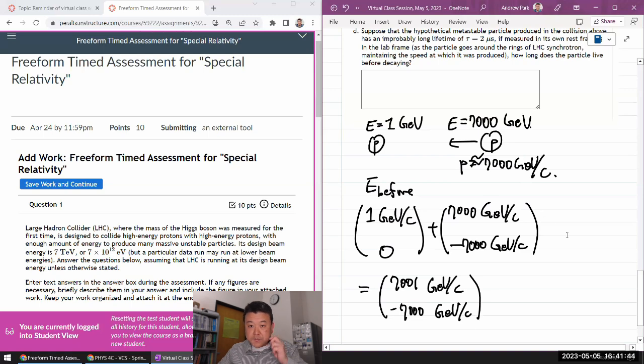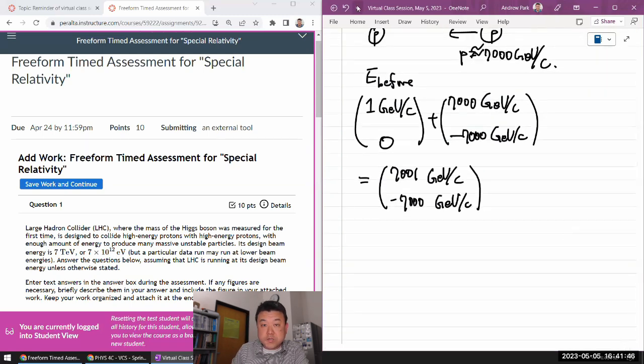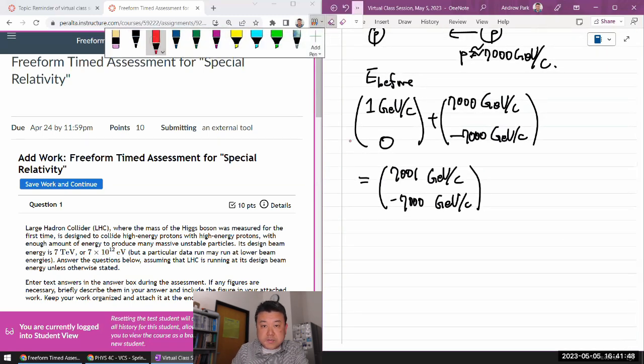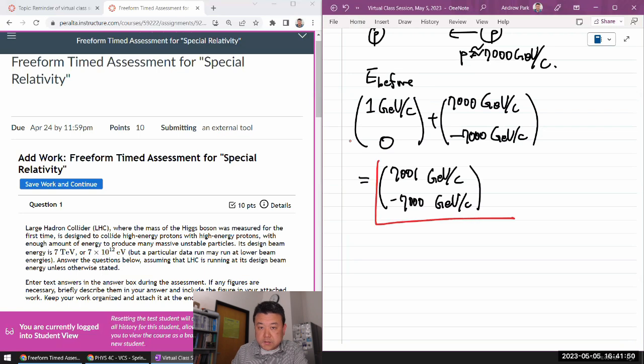And really the statement of conservation of energy is that this is still equal to the energy after. When you have the energy-momentum four-vector after the collision, the way you would calculate it is this: this is the term for E over c, and this is the term for momentum.